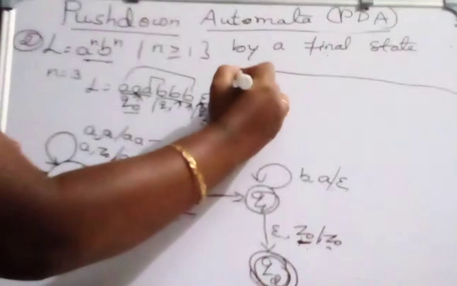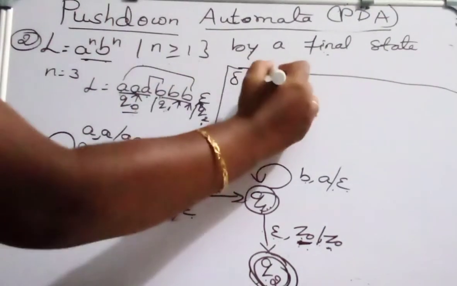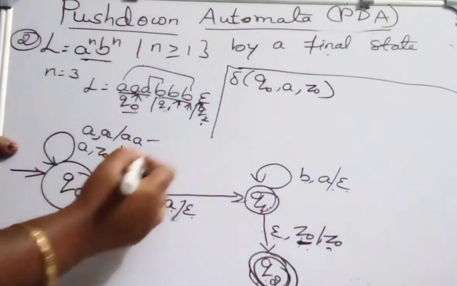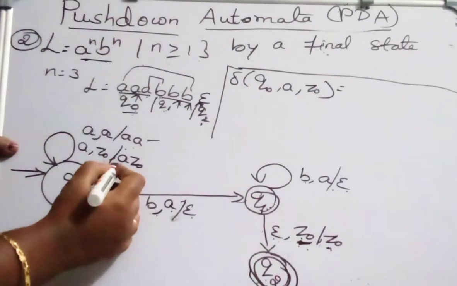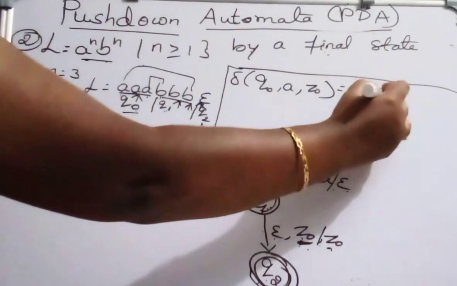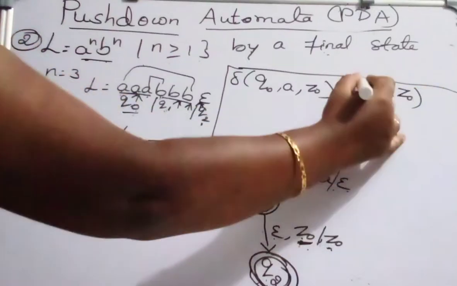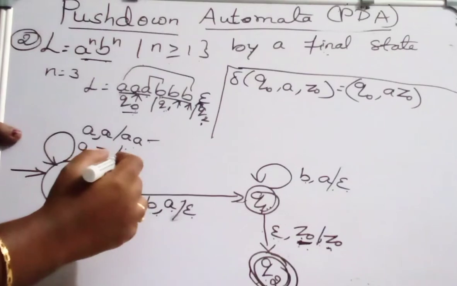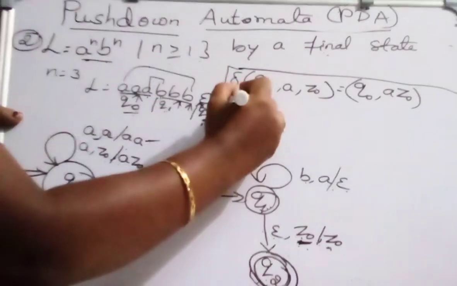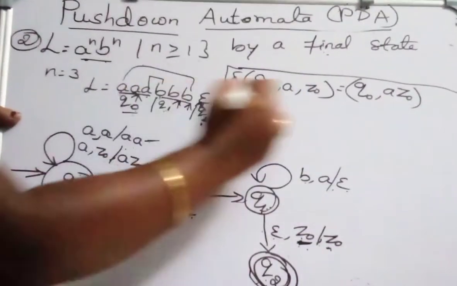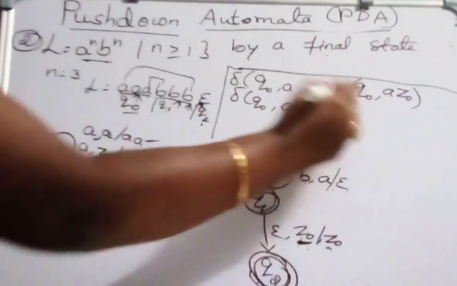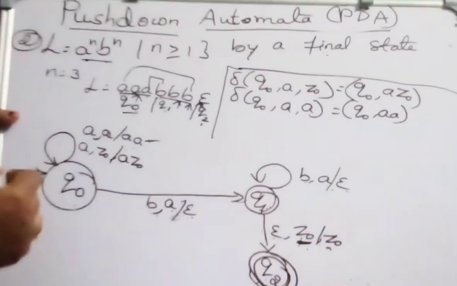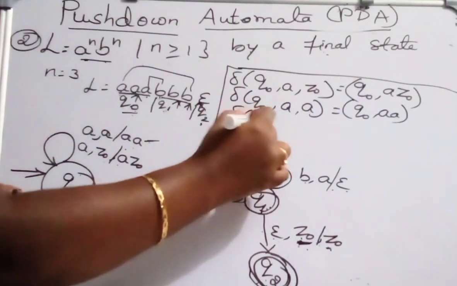We write all the possible transitions. What are the transitions we have written? Transition from Q0 on reading A, when the top of the stack is Z0: it stays in the same state Q0, and Z0 is replaced by A Z0, that is, A is pushed to the stack. The next rule: in the state Q0 on consuming A, when the top of the stack is A, we push that to the stack, Q0 comma AA.